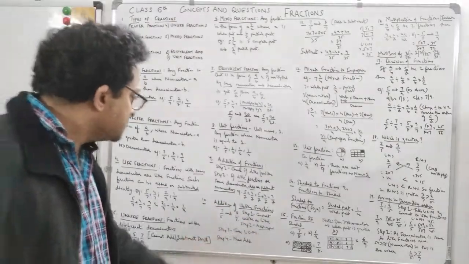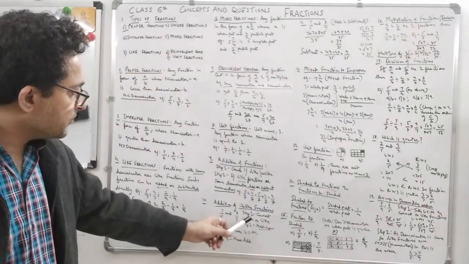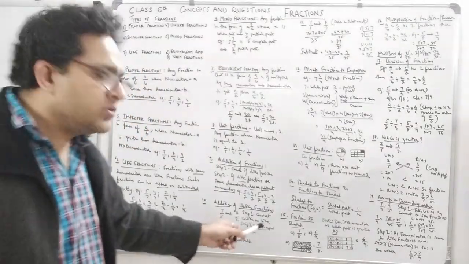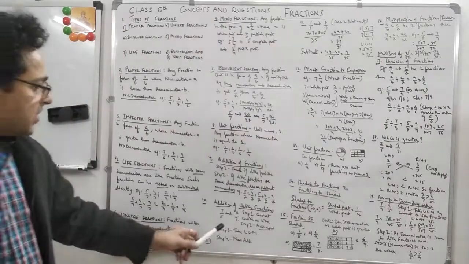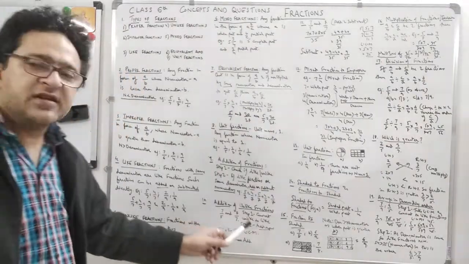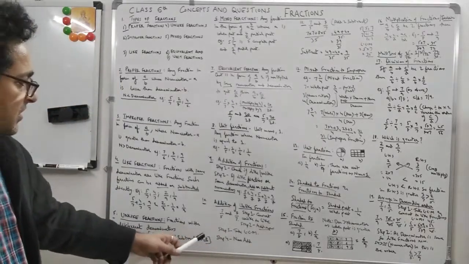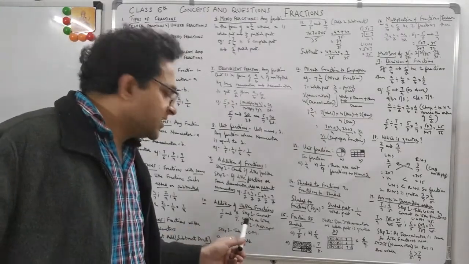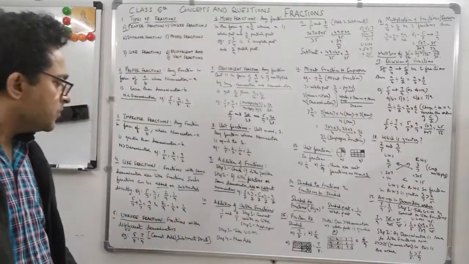But for unlike fractions, step 1, convert. So convert unlike to like fractions. So how do we do it? We will take the LCM. So for 5 and 7, LCM is 35. And now once we take the LCM, then we will actually be able to add.